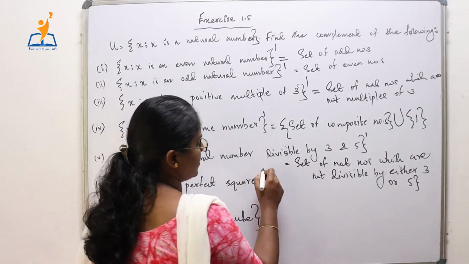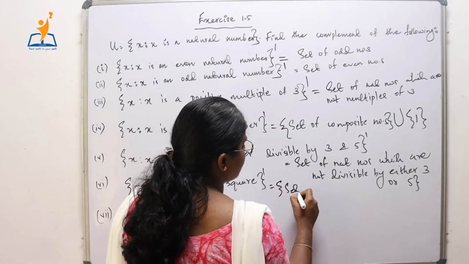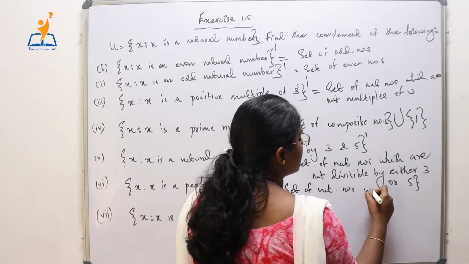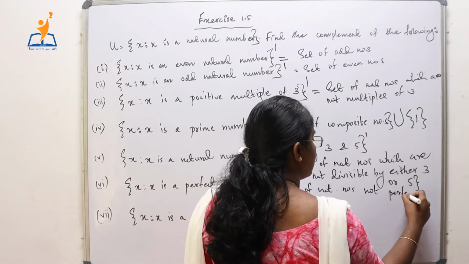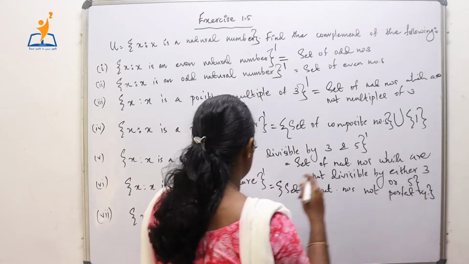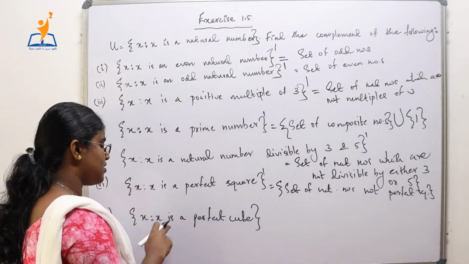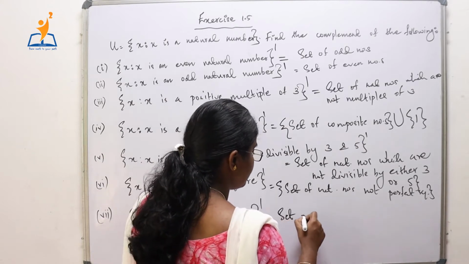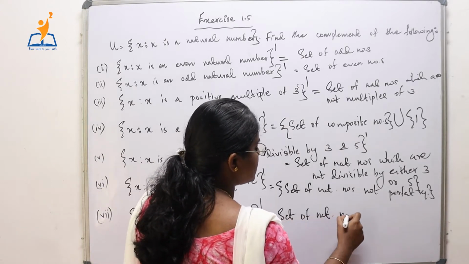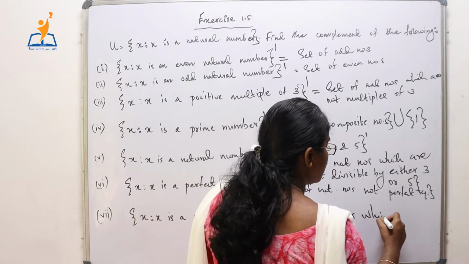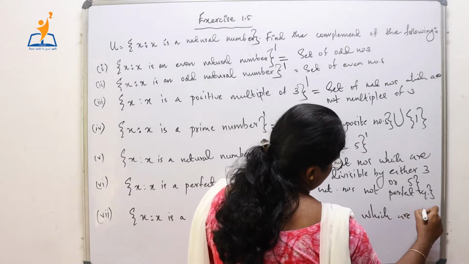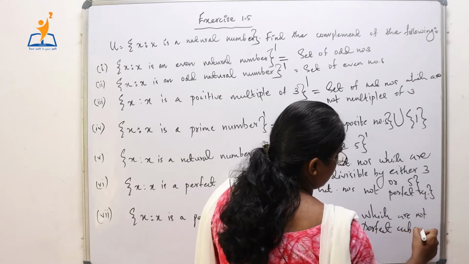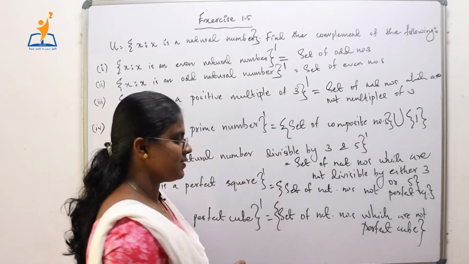Now, the next question is: x is a perfect square. What will be the complement? The complement will be the set of natural numbers which are not perfect squares. That's simple. Now, what about the 7th question? Set of all x such that x is a perfect cube. What will be the complement? Set of natural numbers which are not perfect cubes. This will be the complement of the given set.